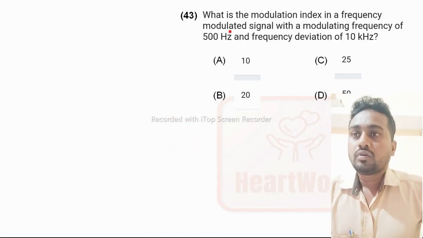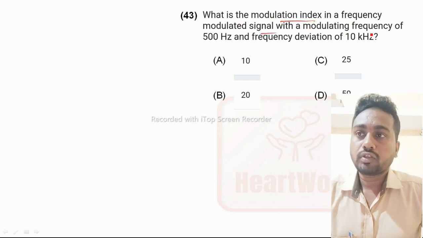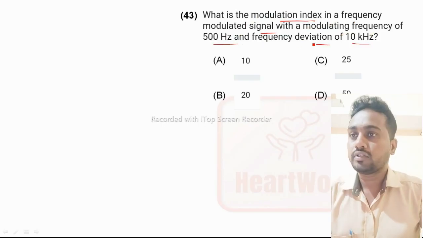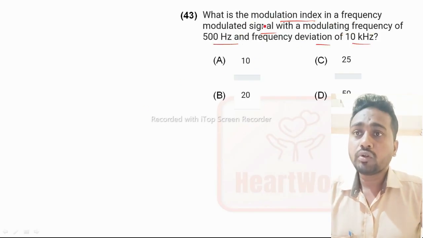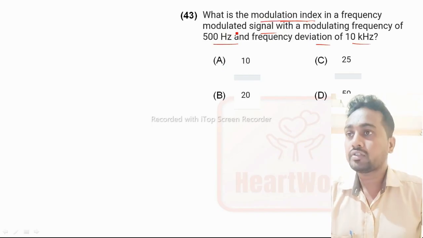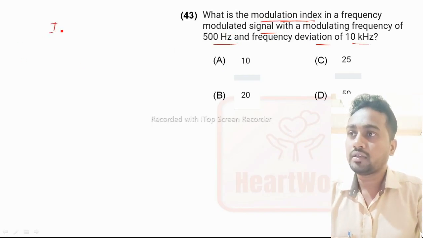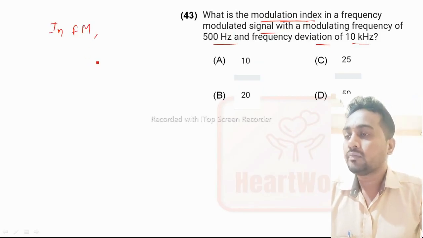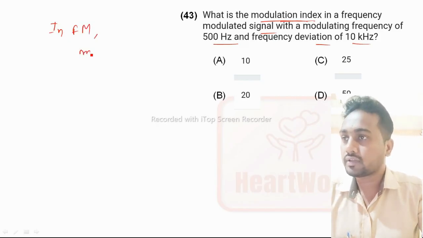Next, what is the modulation index in a frequency modulated signal with a modulating frequency of 500 Hz and frequency deviation of 10 kilohertz? We have to find the modulation index in FM. In FM, how will we calculate this modulation index? That is mf. Modulation index is del f divided by fm.